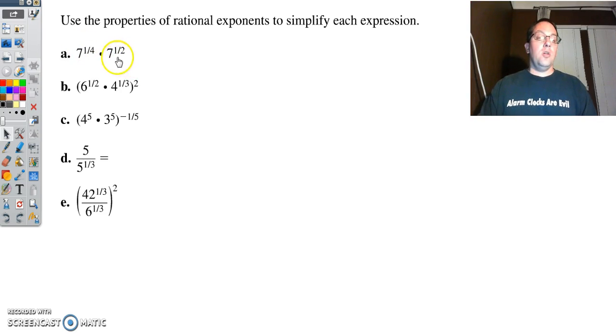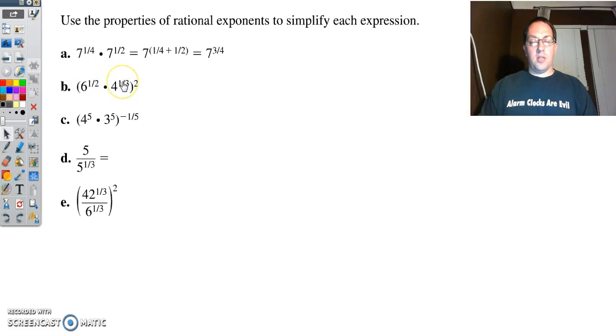All right. So here, our bases are the same, so we are going to add those exponents up. So 1/4 plus 1/2, which is 3/4. We have 7 to the 3/4. Notice our bases were the same, so they stayed the same. Stayed 7.